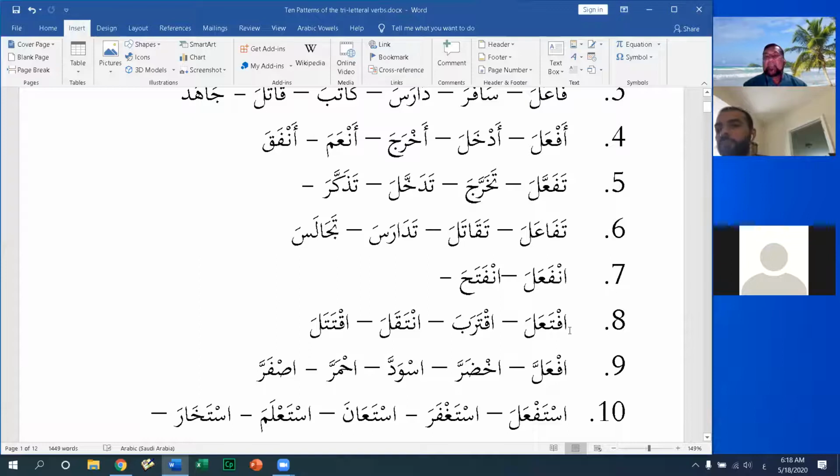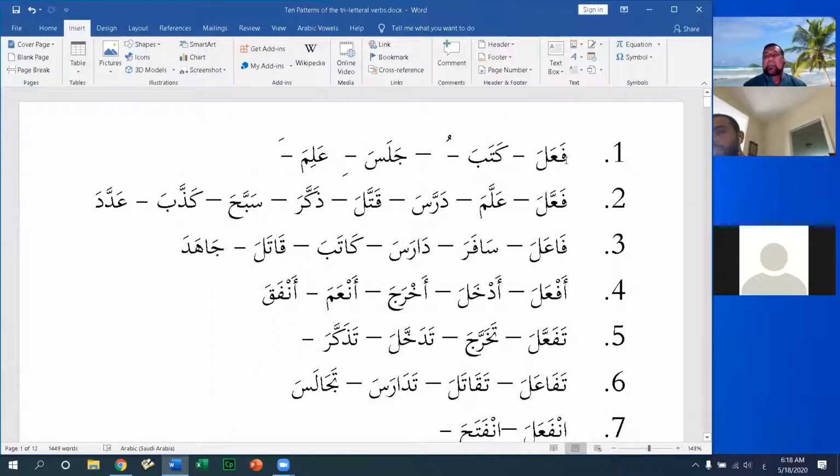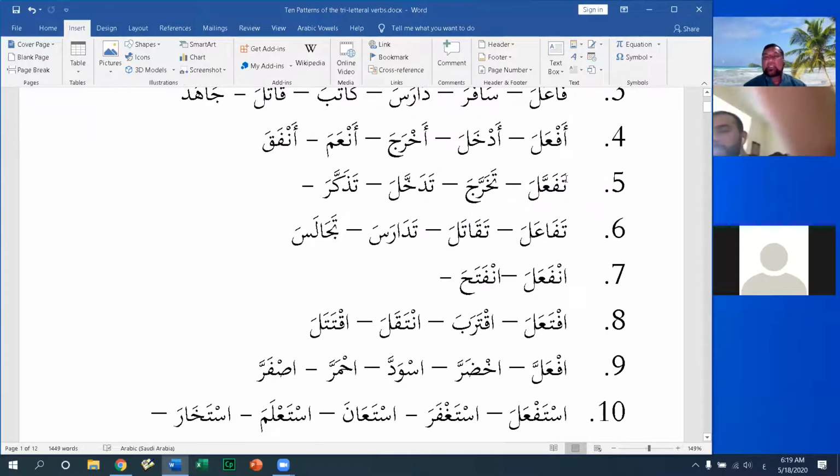Ifta'ala is kind of similar to fa'ala, except that you put a ta in between the fa and the ayn, and you make the fa sakina and put hamzatul wasl in front.